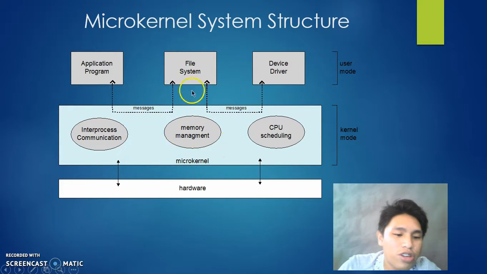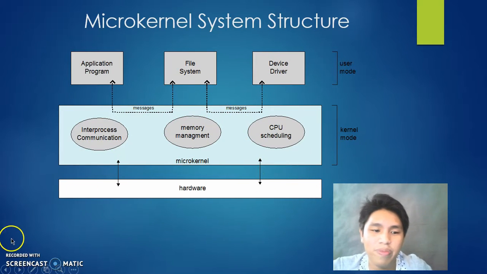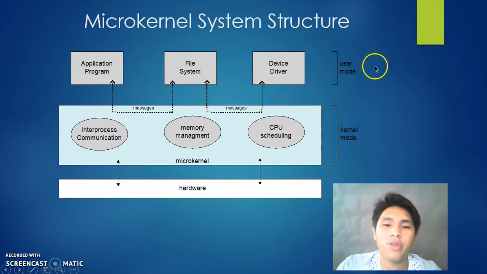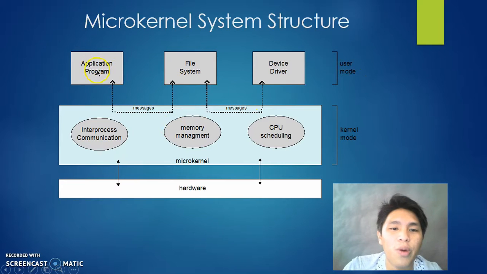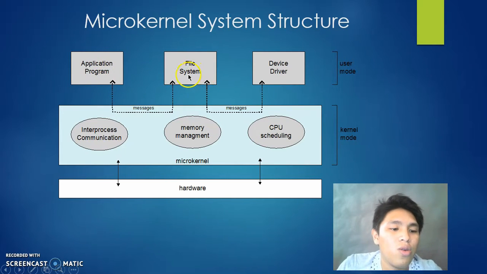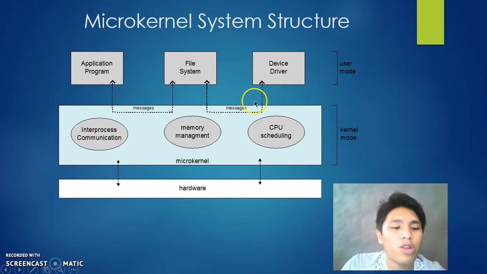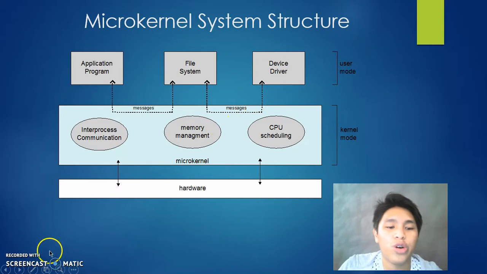In the microkernel structure, there are three modes: the user mode, the kernel mode, and the hardware. The first mode is the user mode, which has three parts: the application program, file system, and the device driver. The application program is any program designed to perform a specific function directly for the user, or in some cases for another application program. The next part is the file system, which is the methods and data structures that an operating system uses to keep track of files on a disk or partition. And the last part is the device driver, which is a program that controls a particular type of device that is attached to your computer.